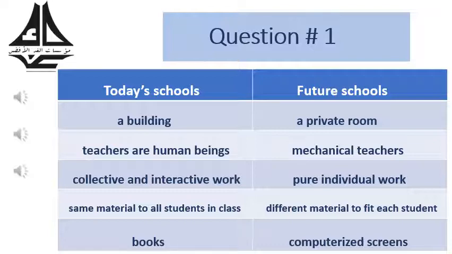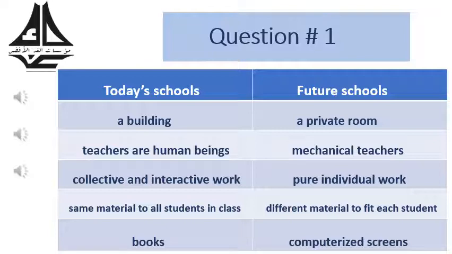Number 3, collective and interactive work. So, in today's schools, students work together, they share ideas, information, teachers work with the students, but in the future, there will be pure individual work. As you saw, Margie used to learn or study in her room alone by herself.